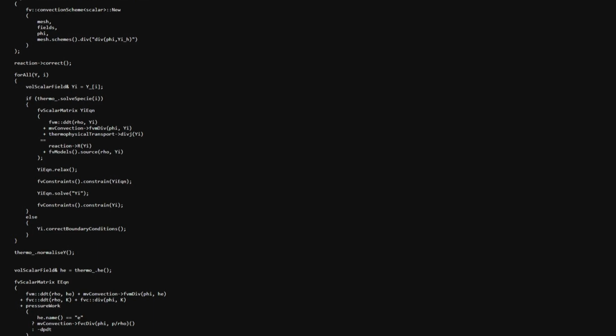At the same time, the fvScalarMatrix, this is the absolute core. The code essentially builds this matrix equation that represents the discretized species transport equation for the current species, Yi. Each line corresponds perfectly to a term in the theoretical equation.